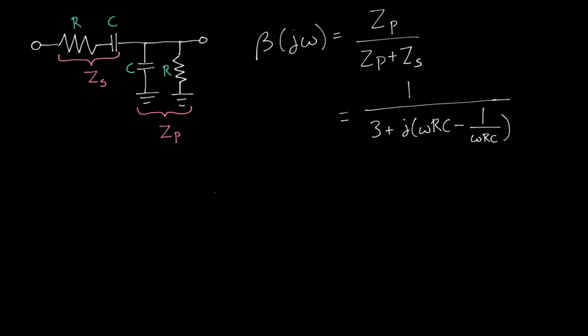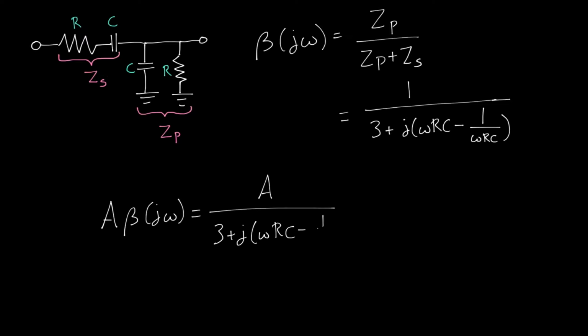To sustain oscillations, the open loop gain of our circuit should be equal to 1. We can write that down as follows. A times beta, j omega, should be equal to 1, and we can write that as A over 3 plus j omega RC minus 1 over omega RC is equal to 1.